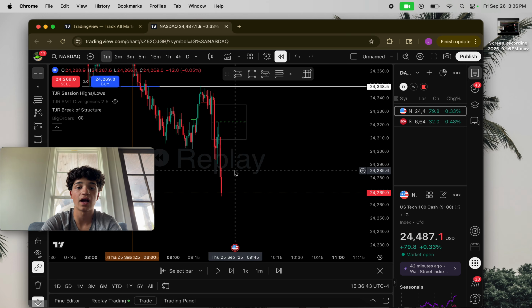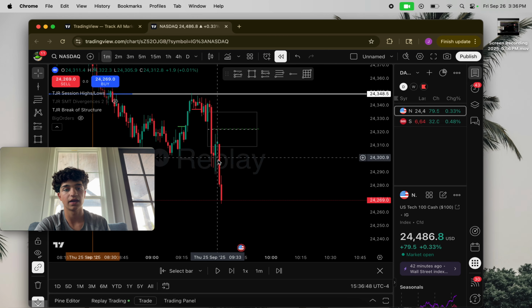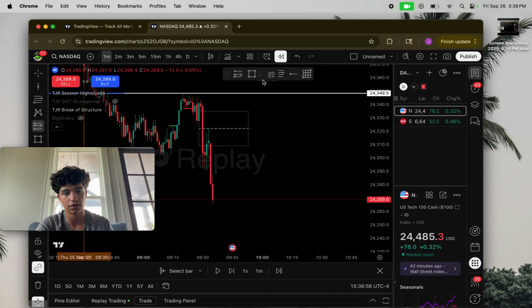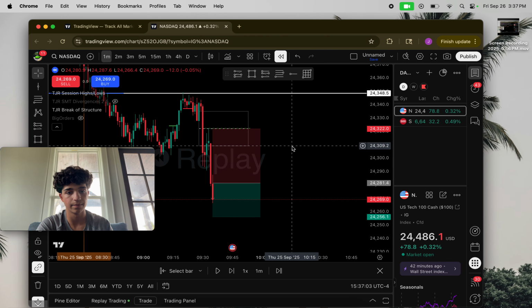This is what I call continuation break of structure. As you can see, we came down, made this low, came up, and then had a candle closure on the 1 minute below this low. So you enter whenever the candle closes below the low. It has to close to count on the 1 minute.